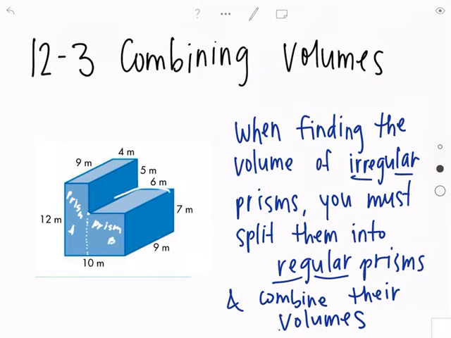So this would be one shape that you would find the volume for using 6, 7, and 9. And then you would also use this part, this shape, and find the volume of that. Okay.